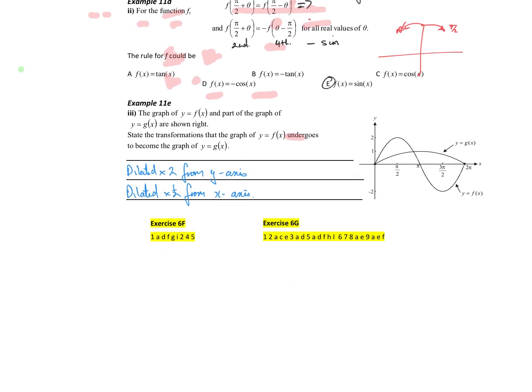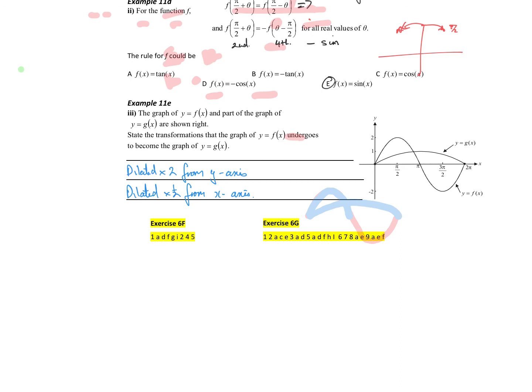Finally, 11E, the graph is shown, state the transformations that the graph of f of x undergoes. So what changes have been applied to f of x to become g of x? Well, straight away I'm thinking that this part of the graph there, between 0 and pi, has been stretched out to 0 to 2 pi.